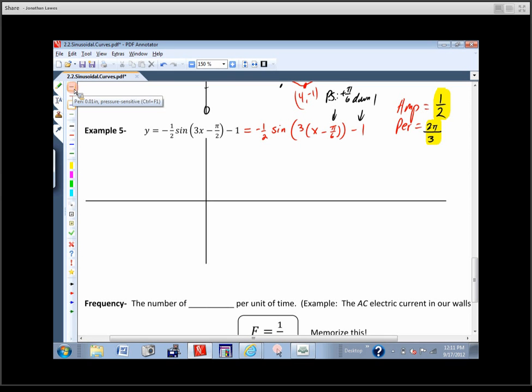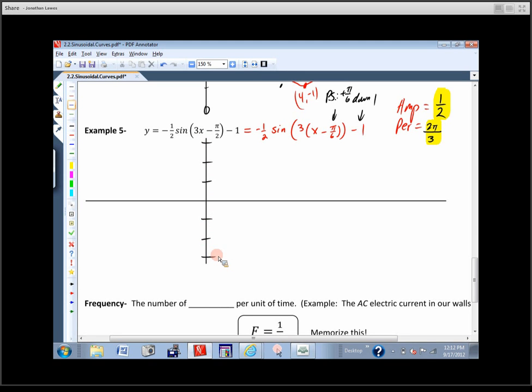Keep in mind I need to move this graph down 1 unit, so we don't want to make the scale too big in the vertical direction. So let's go 1, 2, 3 up here. Scale this one the same way, so it looks right.